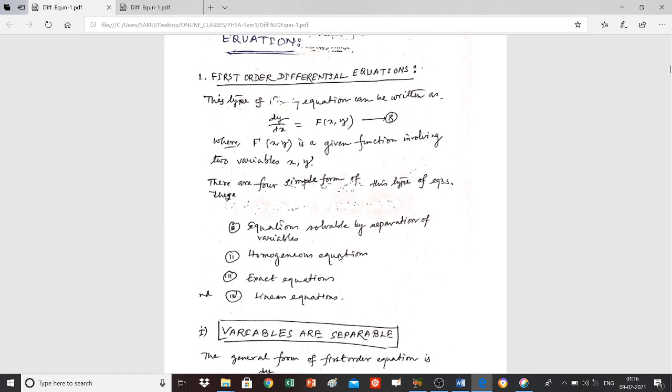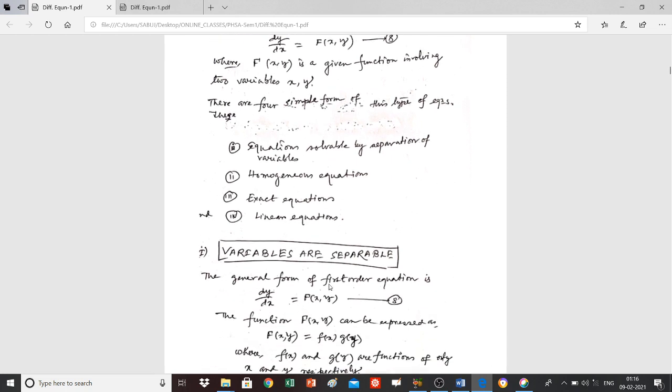Number one is solving the equation by separation of variables. We will first discuss this method. Then, by homogeneous equation, that is by making an inhomogeneous equation into a homogeneous equation. What is a homogeneous equation and what is a non-homogeneous equation, we will learn after the next class. Number three is exact solution, and number four is linear equation. However, we will first solve a differential equation using the separation of variables method.